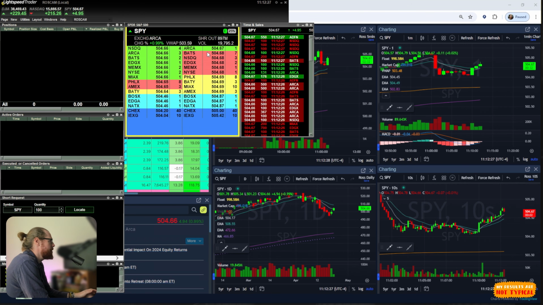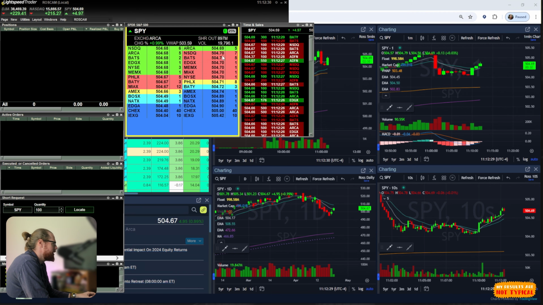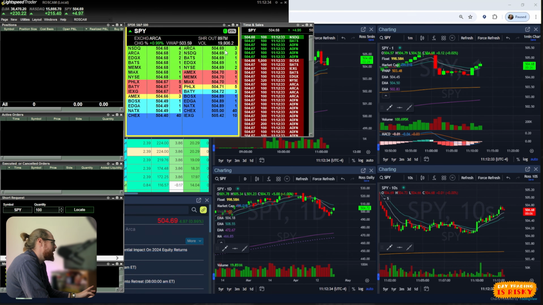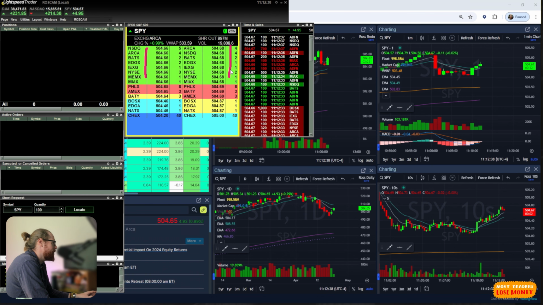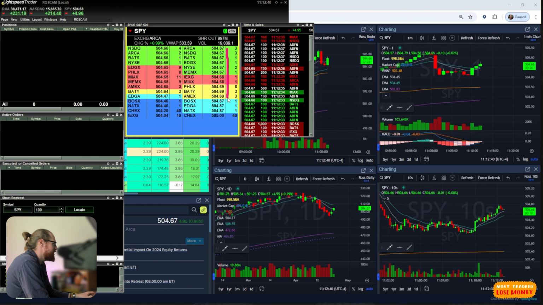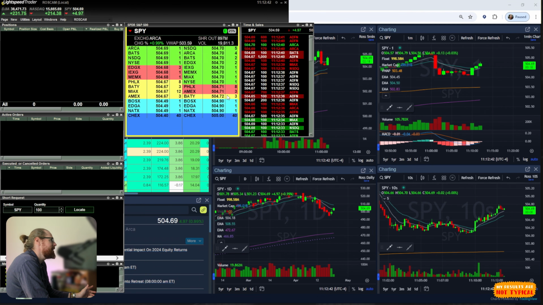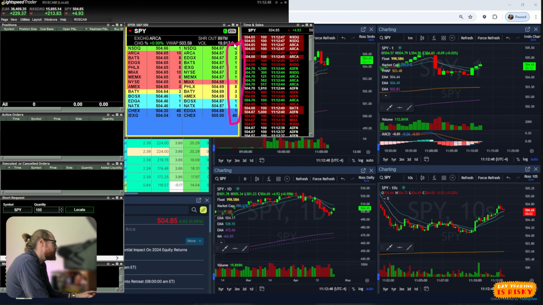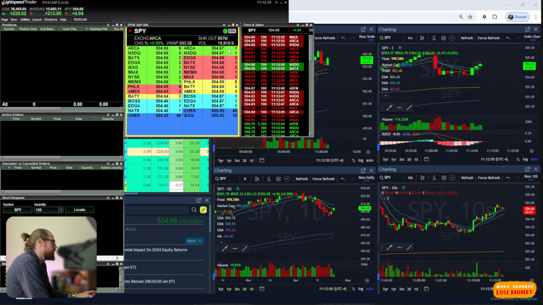So your first step is to change the coloring so you can better visualize the imbalance between the buyers and the sellers. These are buyers on the left, these are sellers on the right. So when we have a lot of sellers and we're super heavy on the sell side, that's something I take note of. If I see very large sell orders here on the order size, that's something I take note of. And I'm always looking for hidden sellers.